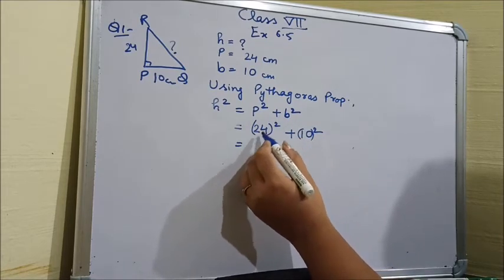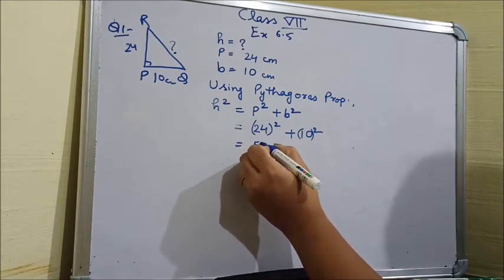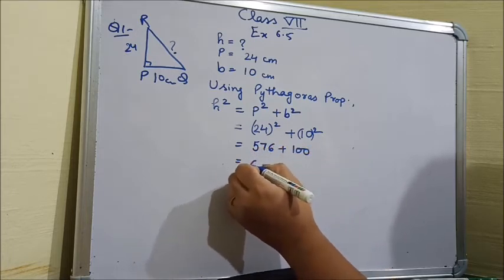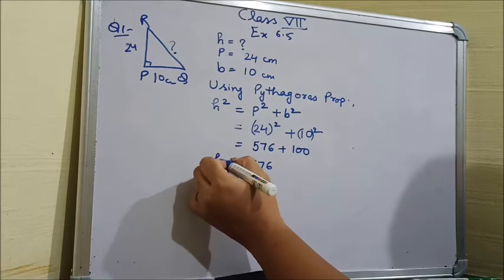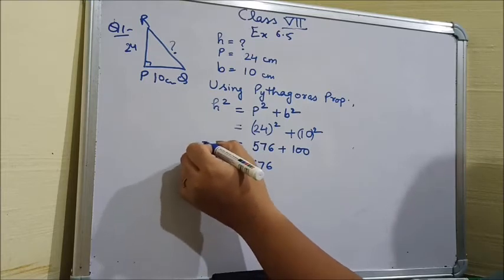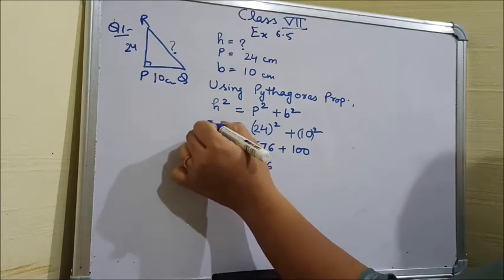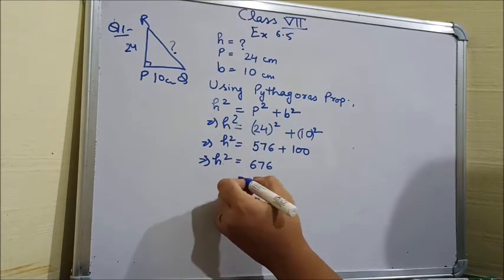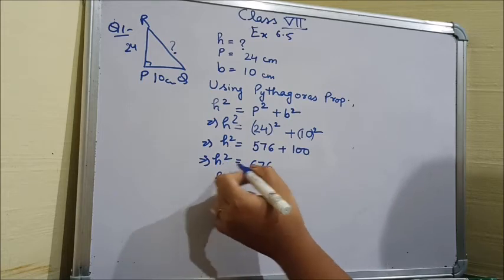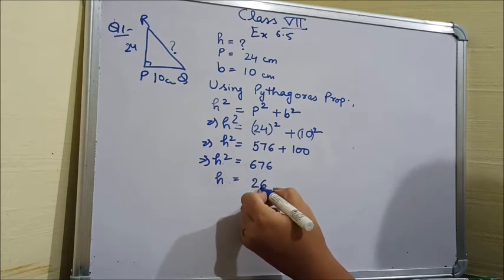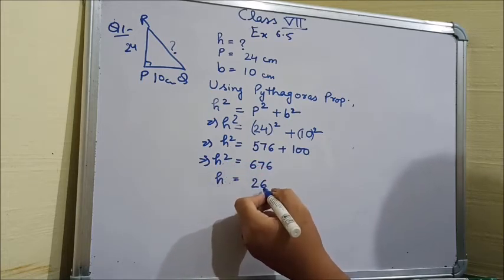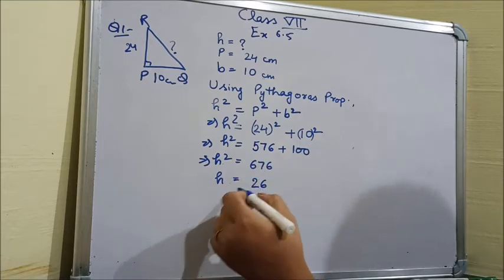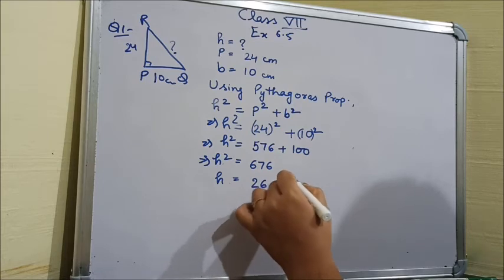Now you have to write 24 square, that is 576, plus 10 square, that is 100. Then you have to add: 676. This is h square, but we need to find hypotenuse. That means 26, because 26 square, when you multiply 26 two times, you will have 676. So h is equal to 26 centimeters.